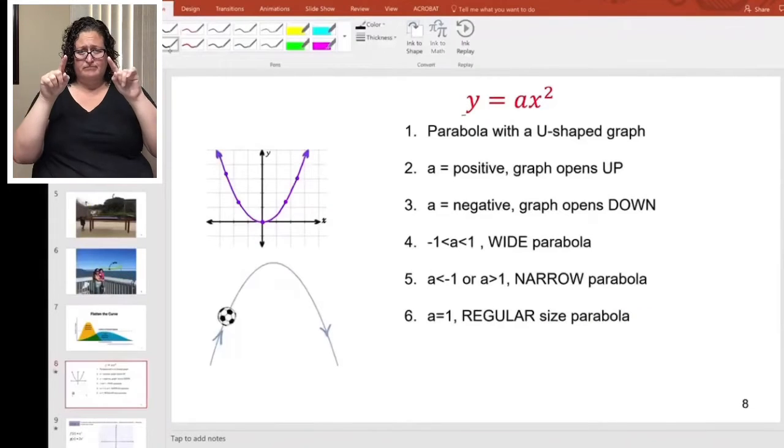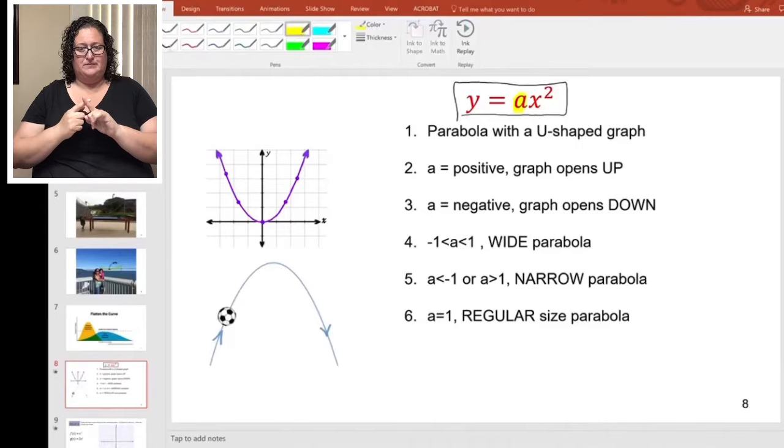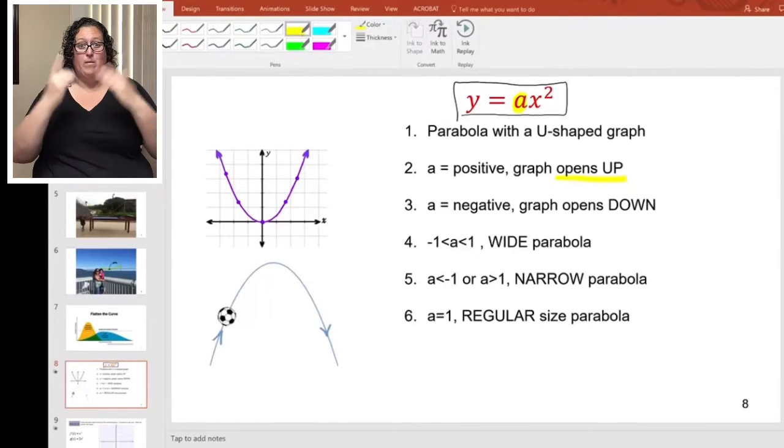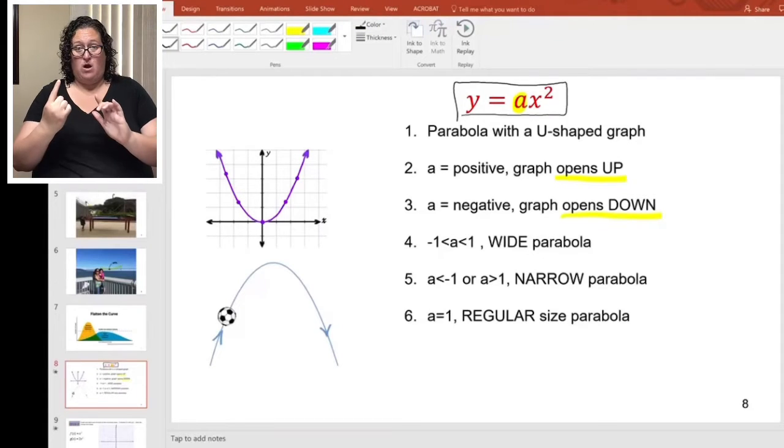y equals ax squared. If a is positive, the parabola will open up. If a is negative, the parabola will open down. If a is a number between -1 and 1, we'll end up with a parabola that's really wide.